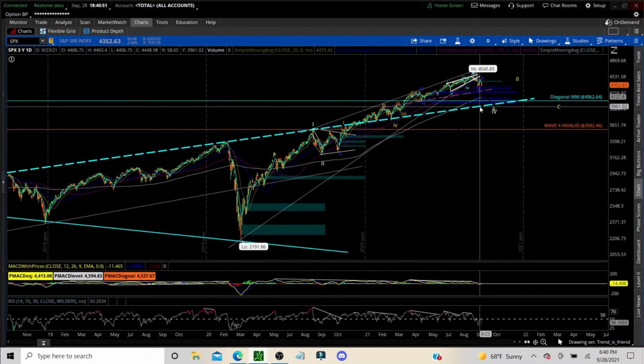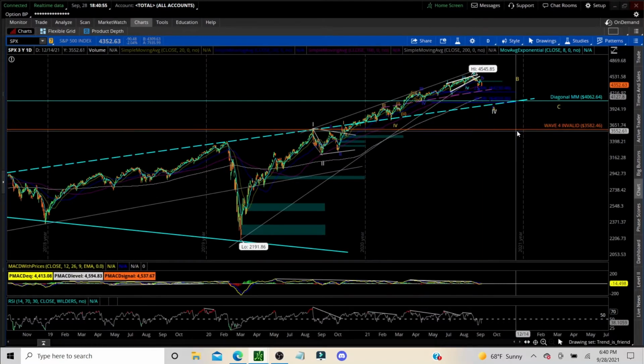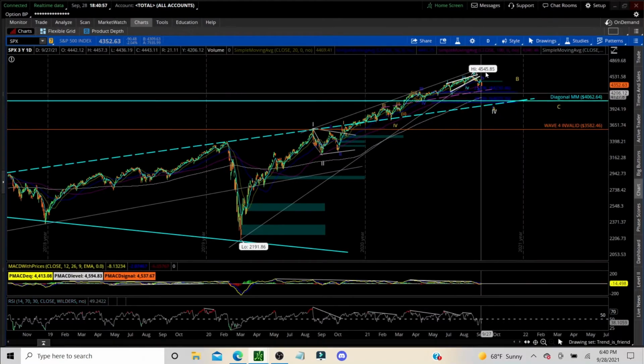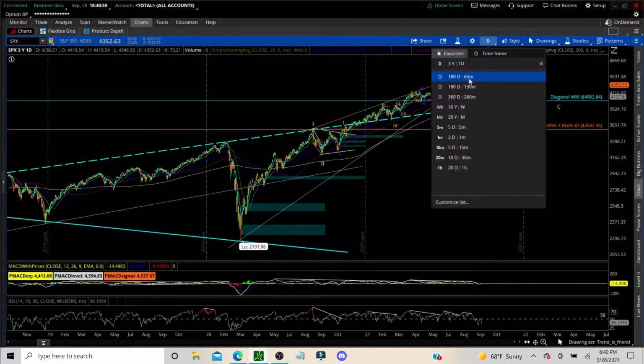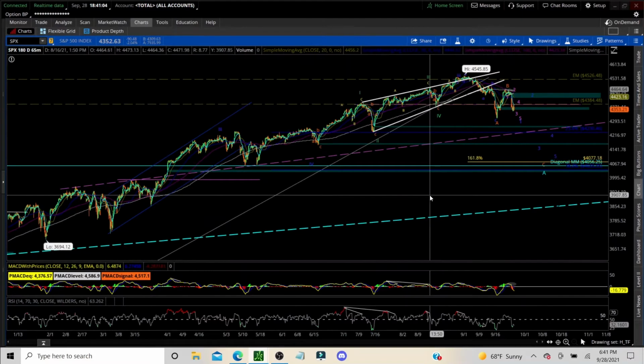If we break down from this area, I do suspect something else is really happening, but to really invalidate what we're looking for, that wave four. So let's go down to a lower time frame, a 65-minute chart, and get down to the nitty-gritty.